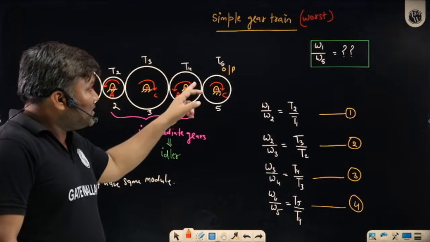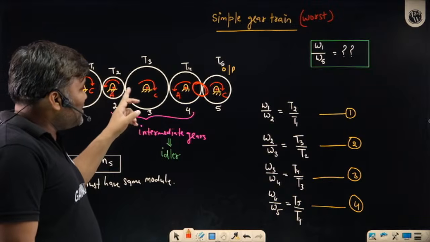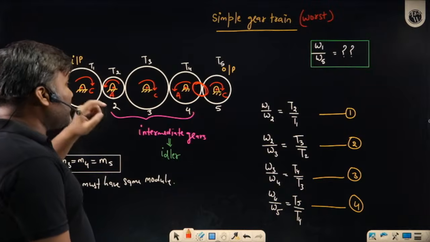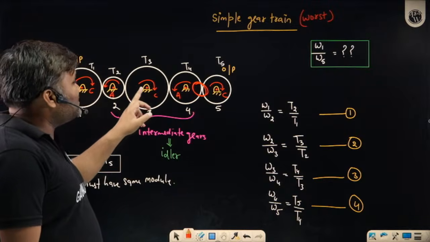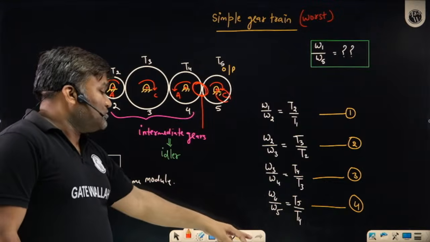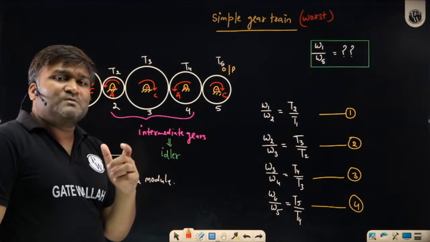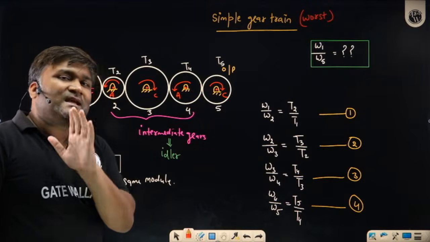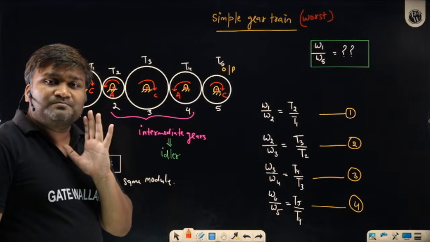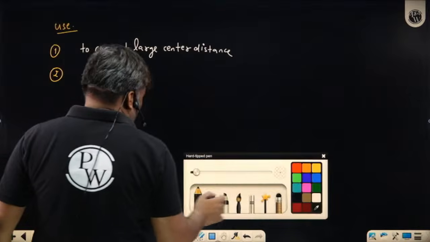What if I use one more gear here? So how many idlers? 1, 2, 3, 4 idlers. Now what will be the direction? Clockwise, anti-clockwise, clockwise, anti-clockwise. This is clockwise and it becomes anti-clockwise. So I cannot change the magnitude of the speed, but I can play with the direction. I can reverse the direction. Right? This thing you cannot get otherwise.